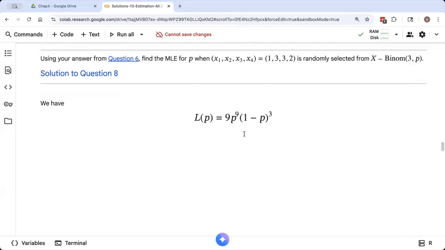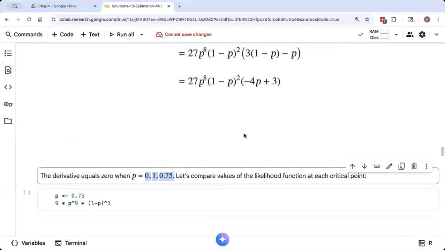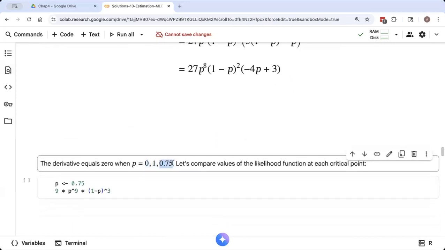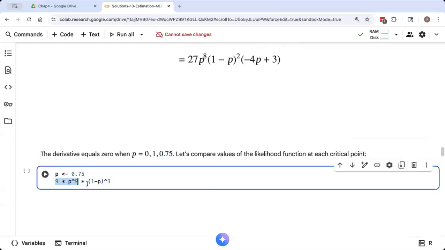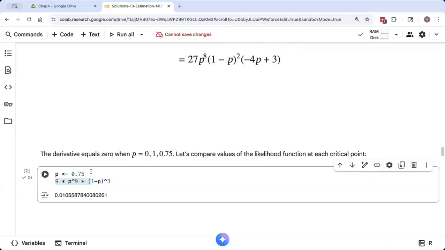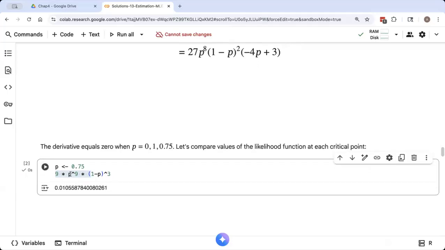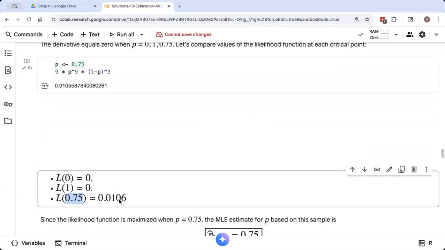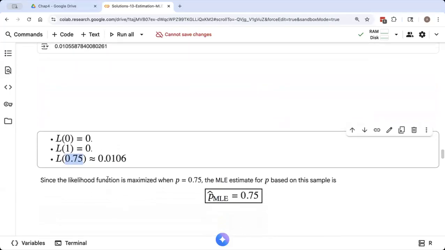So that leaves the last critical point at 0.75. And down here, I just entered in a code cell what is the value of the likelihood function when P is equal to 0.75. And that comes out to about 0.0106. The value of P that maximized our likelihood function was 0.75.